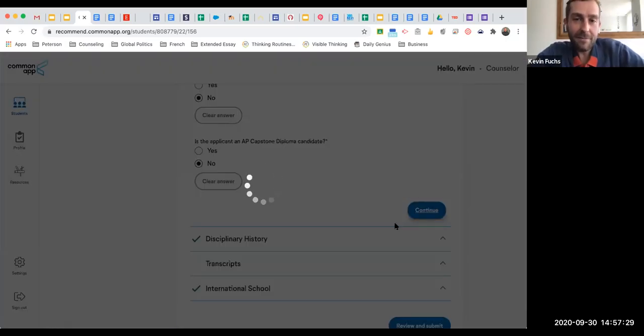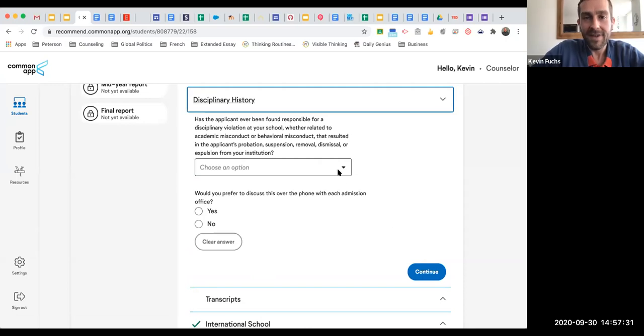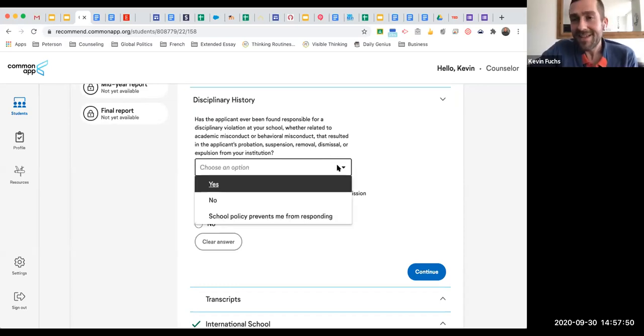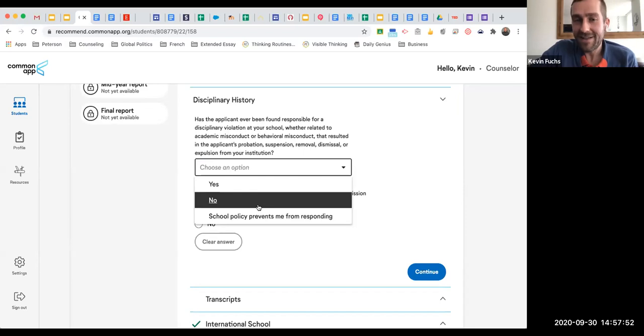And then this is also going to be very important, and we actually had a discussion about this yesterday, right? Has the applicant ever been found responsible for a disciplinary violation at your school, whether related to academic misconduct or behavioral misconduct, that resulted in the applicant's probation, suspension, removal, dismissal, or expulsion from your institution? Well, this is a hard one, right? But in my case, obviously it's Rachel, so it's going to be no, right?